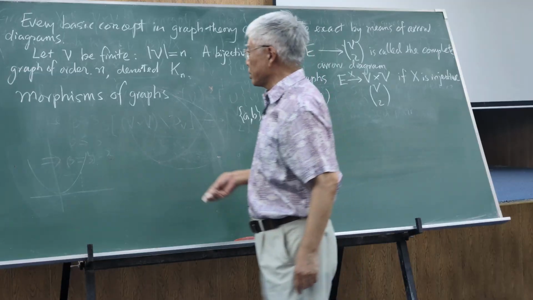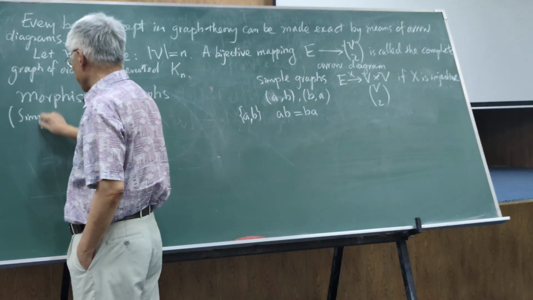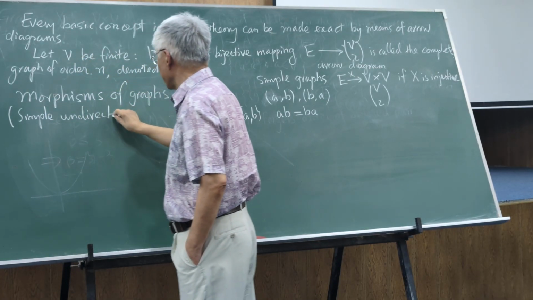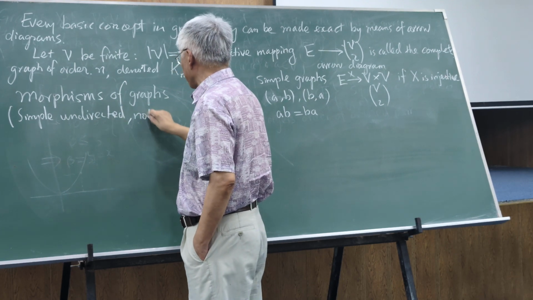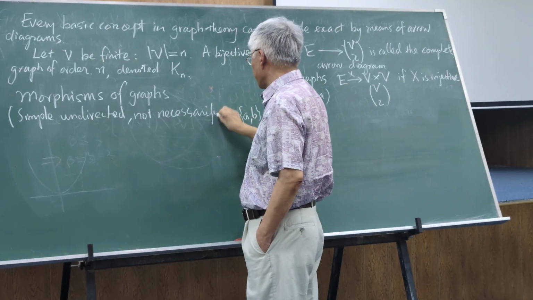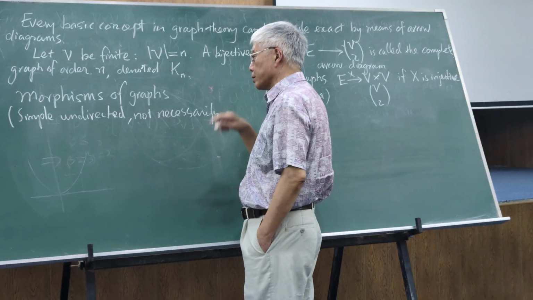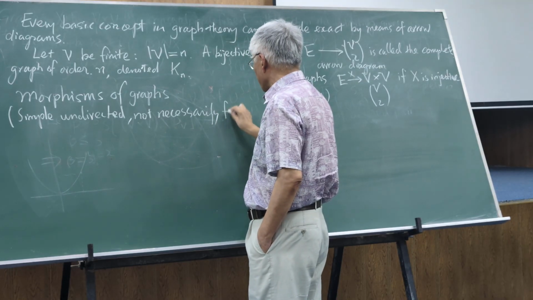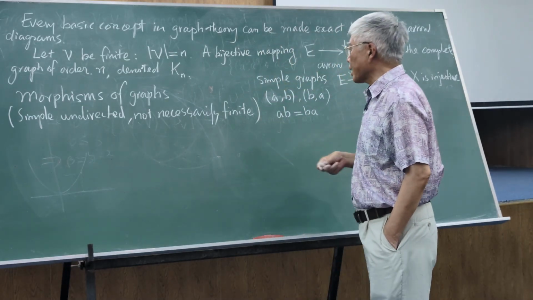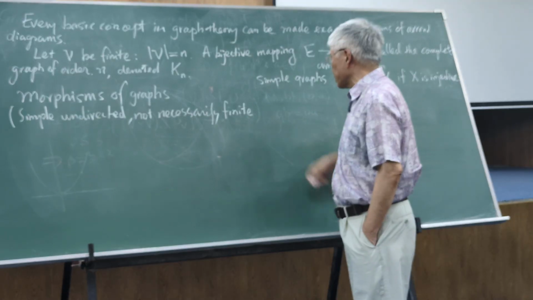So now we declare simple undirected, not necessarily finite. This is already quite wide. It could be finite. And in this mini course, mostly it's infinite graphs that we are concerned with. So we can write an edge as xy. This means that the edge is written as xy.